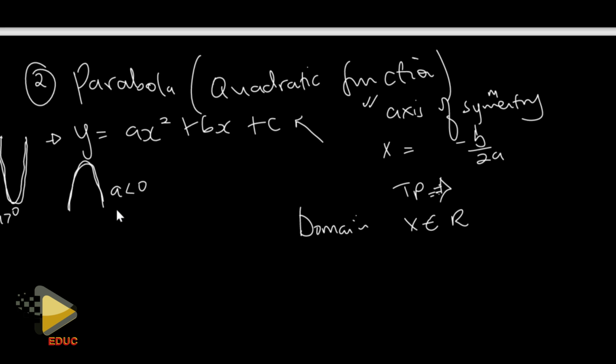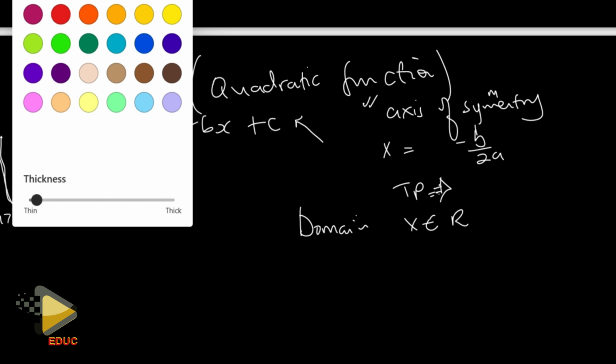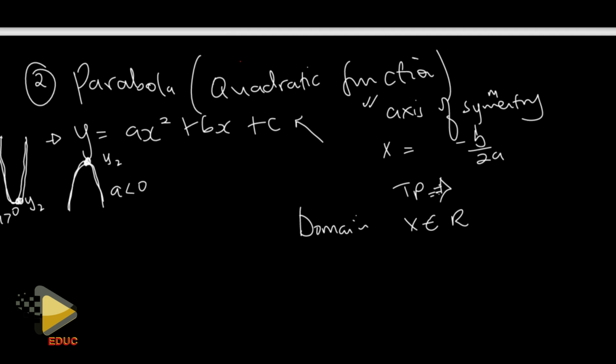So let's say this graph is turning at a point y2. And then we need to determine our range. Remember, range are the y values. For as long as the graph is a frown, the range is going to be y is less than or equal to y2. If the graph is a smile, then the range is going to be y is greater than or equal to y2. Please pay attention to those inequality symbols.